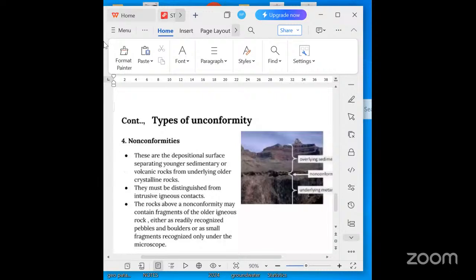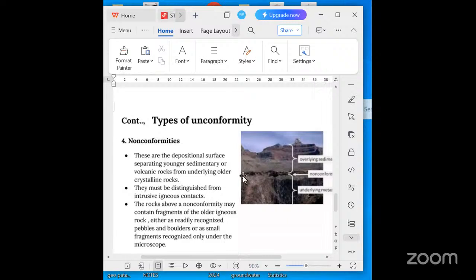Non-conformities. A non-conformity is an unconformity that separates younger sedimentary or volcanic rocks from underlying older crystalline rocks. Older crystalline rocks means metamorphic or intrusive igneous rocks, both, right? The great unconformity is known as the Eparchian unconformity. It is a non-conformity. This unconformity separates the Archean crystalline rocks from the overlying younger sedimentary rocks.